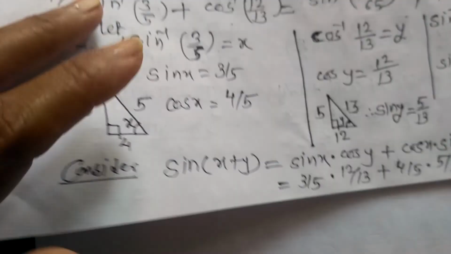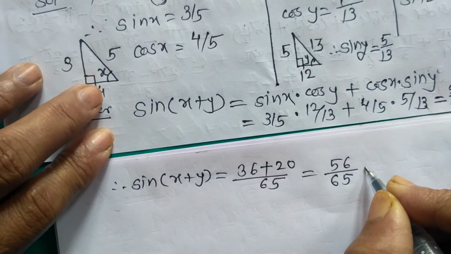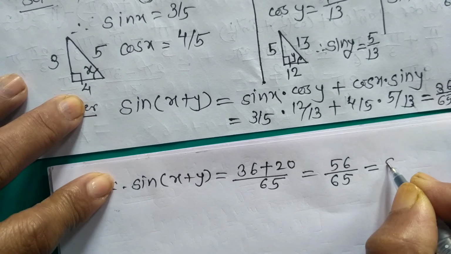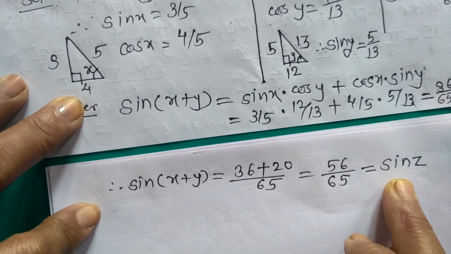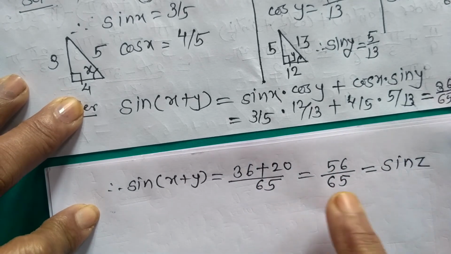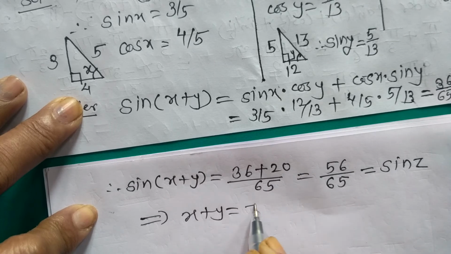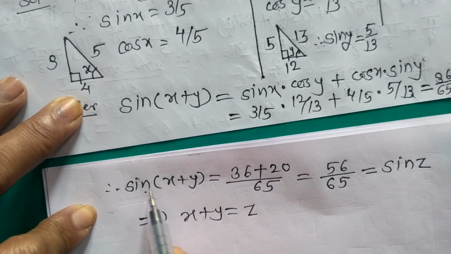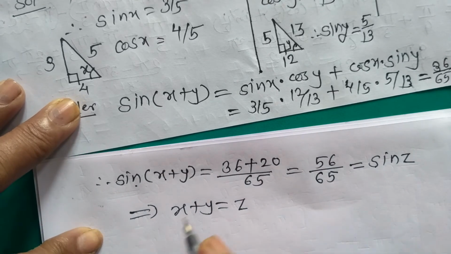So we take that value for the concept as this 56 by 65 be the value of sin z. So two sine functions, only their angles are different but the value is the same. So what is implied here? x plus y is equal to z, means sin of x plus y is equal to sin z, and therefore x plus y equal to z.